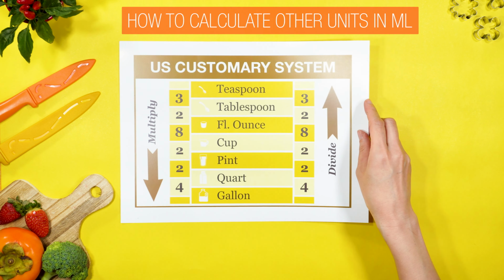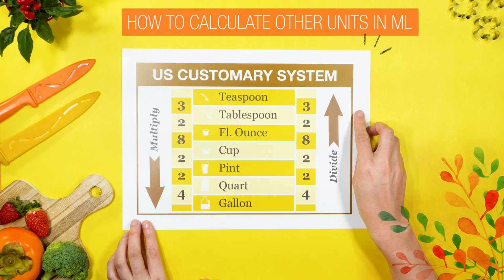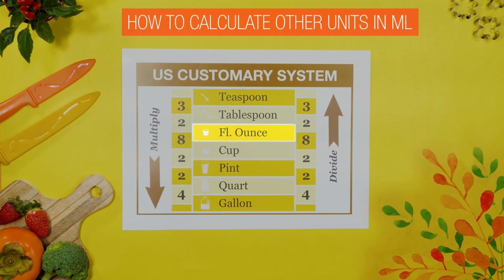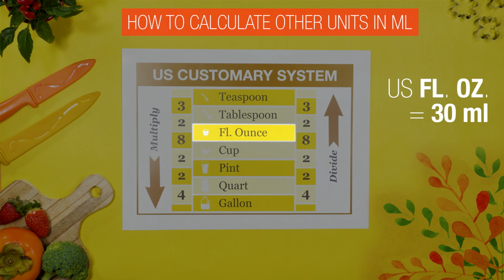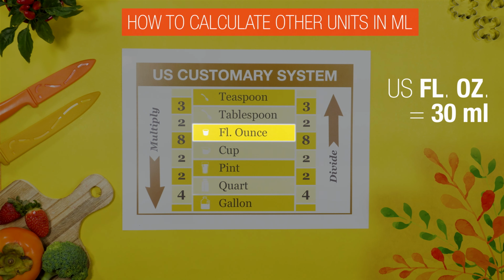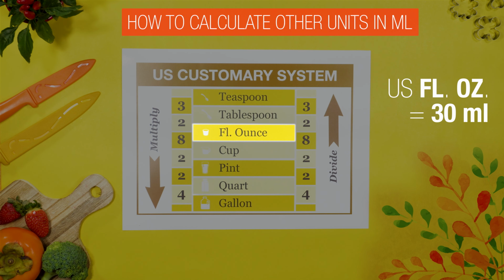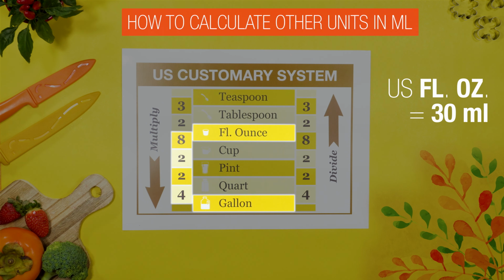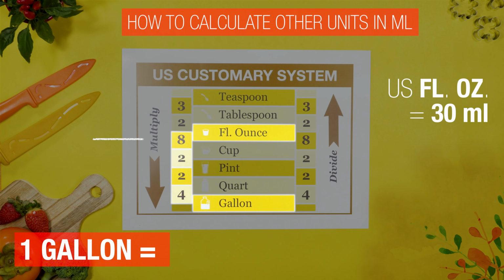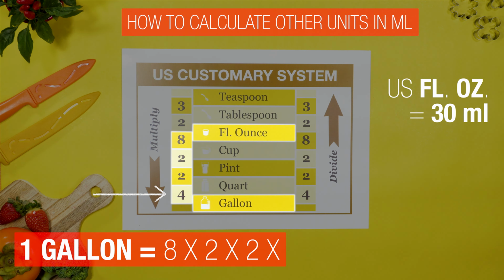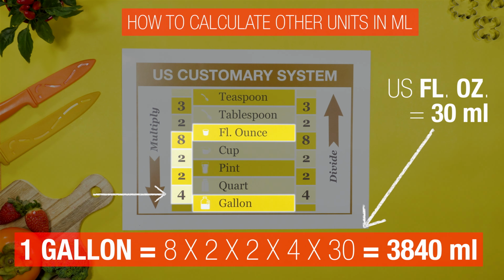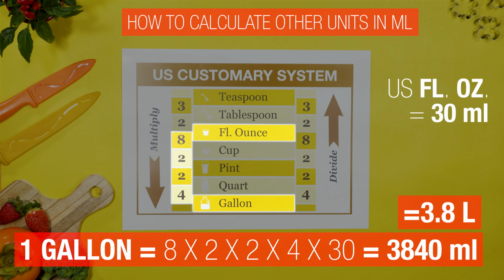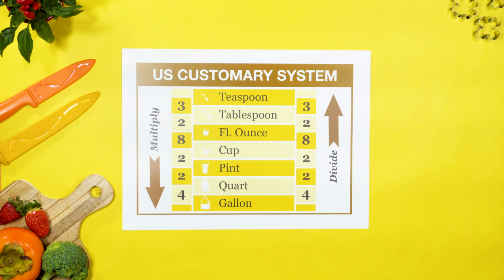In order to obtain a rounded measure of all these units in milliliters by heart, all you have to memorize is fluid ounce. Knowing that 1 fluid ounce is around 30 milliliters, it's possible to calculate the measurements in milliliters of the other units. For instance, how many milliliters are there in a US gallon? Multiply the numbers between fluid ounces and gallons, and then multiply that by 30. So 8 times 2 times 2 times 4 times 30 equals 3,840 milliliters, and that's a pretty good approximation. There you go, a simple way to calculate all these measurements by heart.